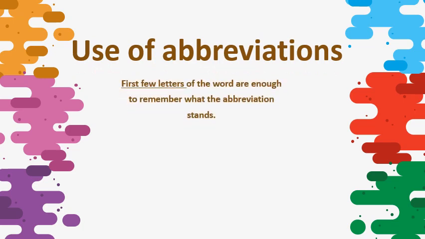The first type of abbreviation is where we just take the first few letters of the word in order to abbreviate. For example, important. When we abbreviate it, we just take the first 3 letters, which is IMP. The second example, information. So we shorten it to info.